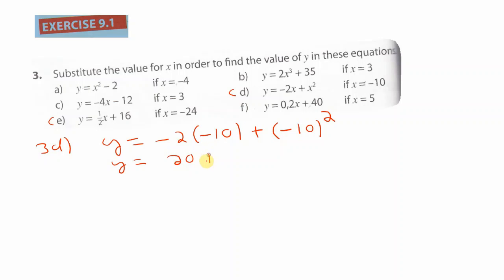And now we have positive. Brackets first, so square means multiply by self. So we have to multiply negative 10 by negative 10. A negative times a negative is a positive, and 10 times 10 is 100. So y is 20, a positive times a positive is a positive, 100, so y equals 120.